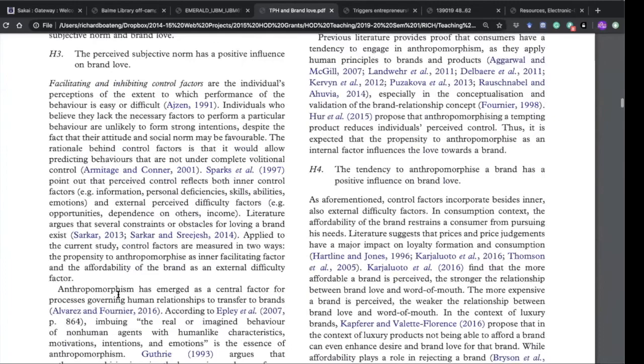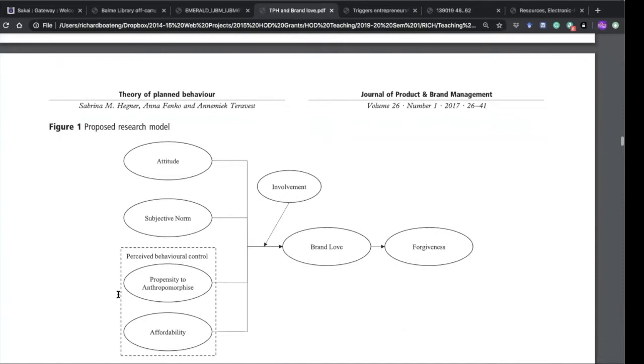Okay. So, sorry, let's go back to our model here. So we now understand what we are trying to do.